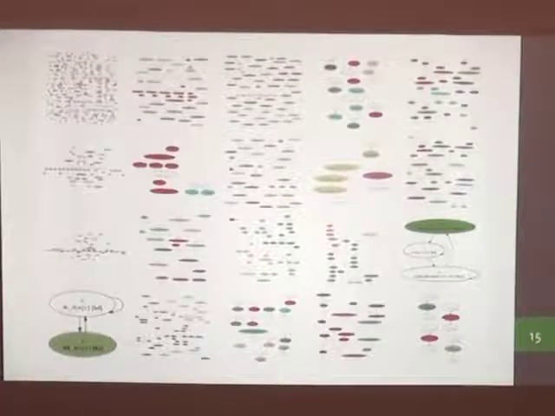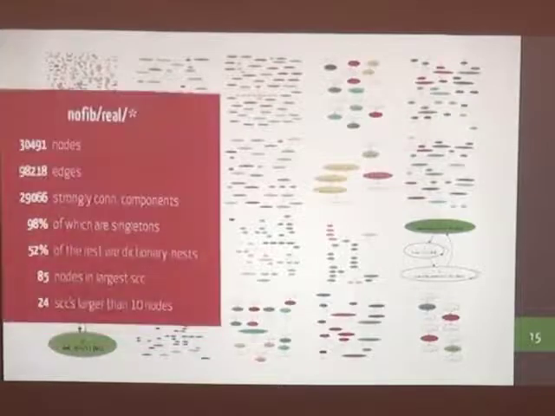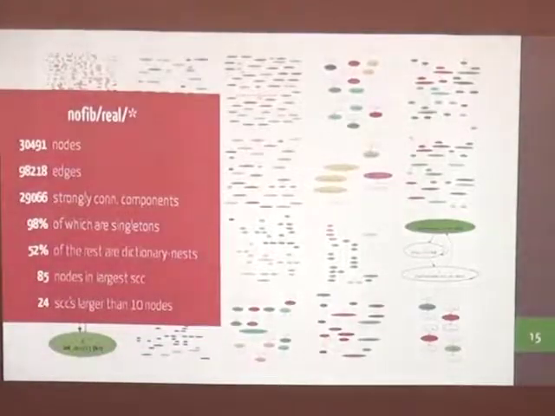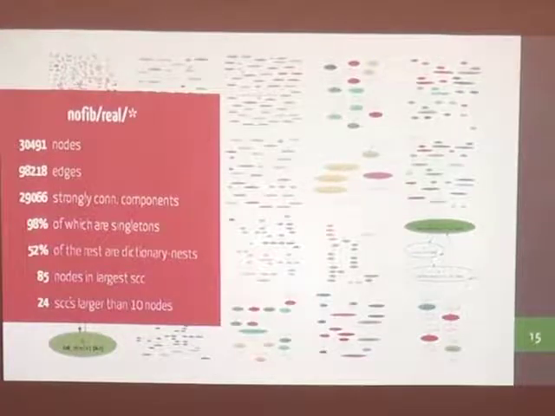So, let's take a look at some statistics. Nofib has a little over 30,000 nodes in total, a little under 100,000 edges, and 29,066 strongly connected components, of which 89% are singletons. So they could still be recursive, but they're not usually recursive anyway. Of the rest, a little over half are dictionaries, which are a special case in the paper I won't bore you with. The largest one has 85 nodes, and there are 24 larger than 10.